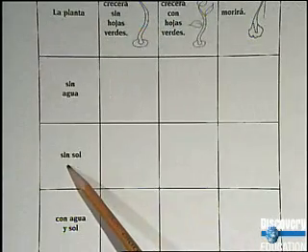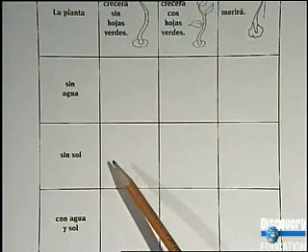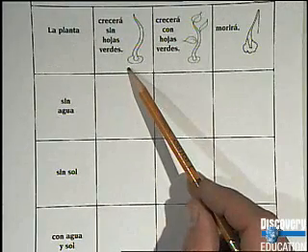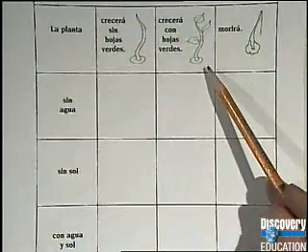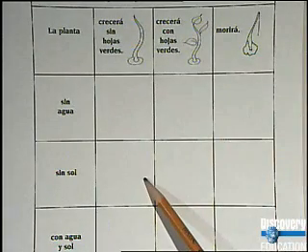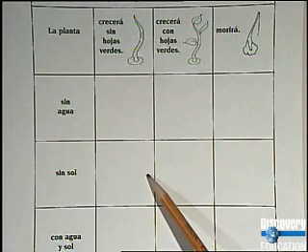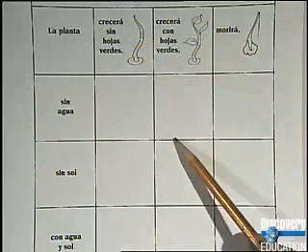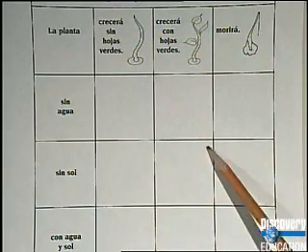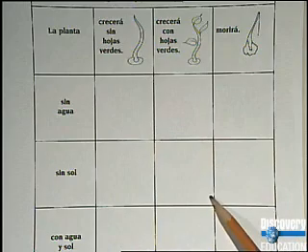That'll be your prediction, your guess. How about sin sol? Without sunshine. What do you think will happen? Will it grow without green leaves? Will it grow with green leaves? Or will it die if it doesn't have sunshine? What do you think will happen? Choose one of these answers and put an X in whichever box you think will happen to that plant.